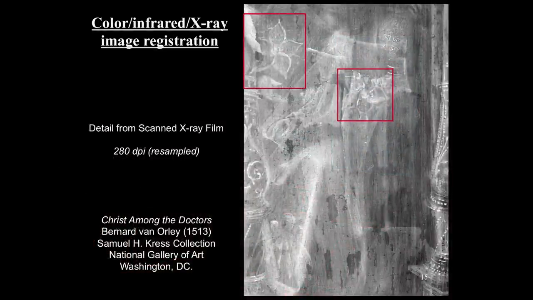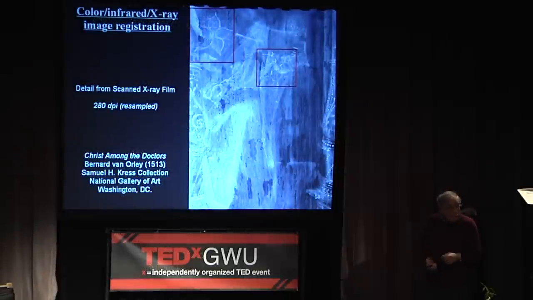These two flower-like objects are probably on the back side of this painting. This is painted on a panel. And so somewhere on the back of this are objects that were completely unknown until one examined this in the X-ray. Neither the visible nor the infrared portrayed that.